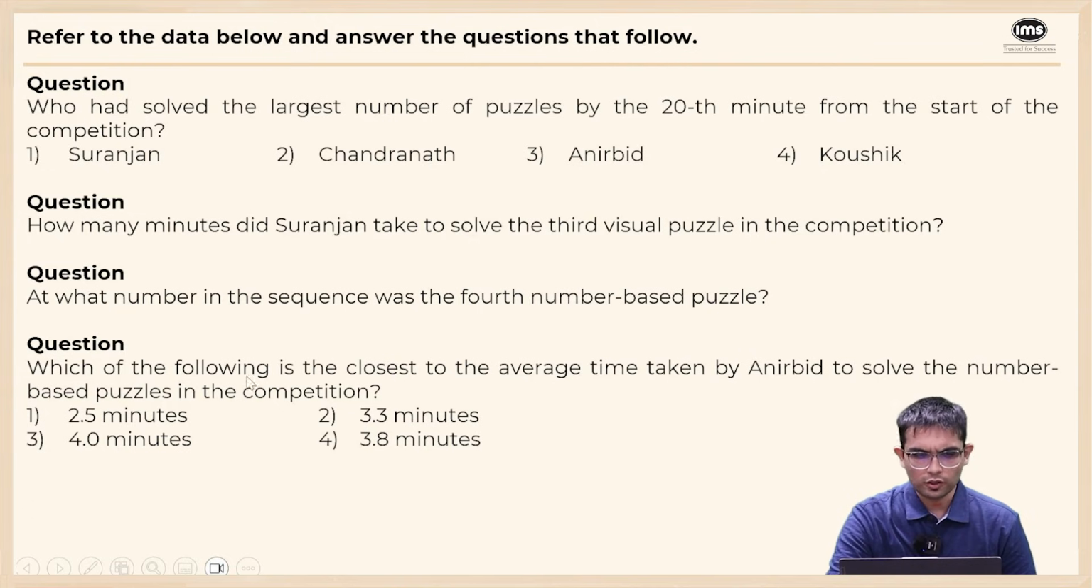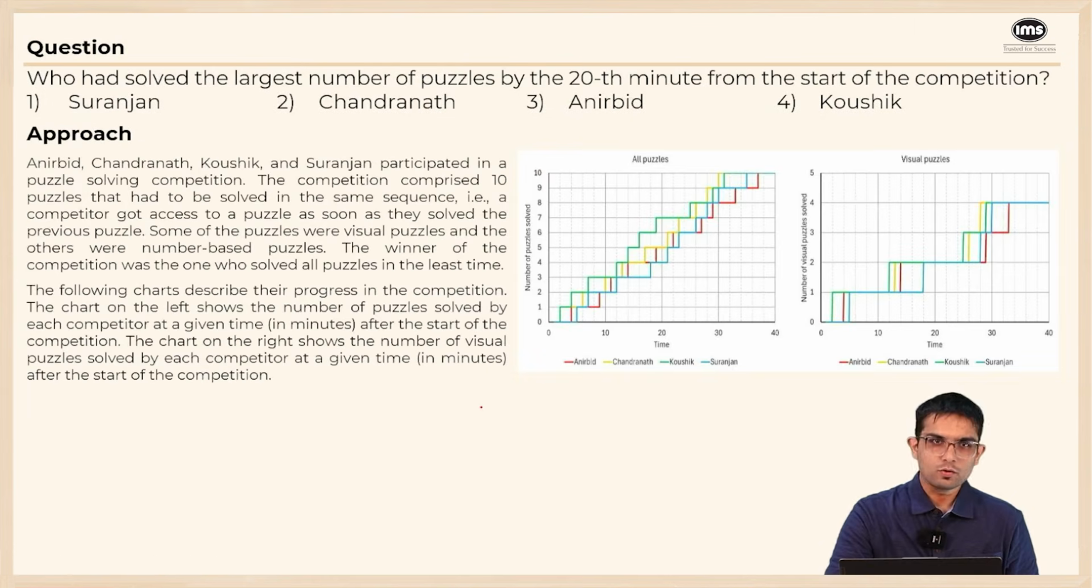So what I'll do is, for the third question, it is asked fourth number based puzzle, and for the fourth it is asked for A. So I'll just solve for A. That will help me solve third and fourth both the questions. Now look at the questions one by one. So let's look at the first question. It says who had solved the largest number of puzzles by the 20th minute from the start of the competition.